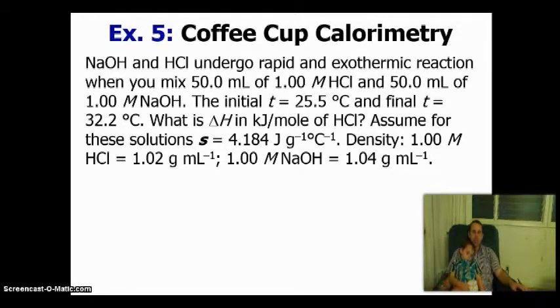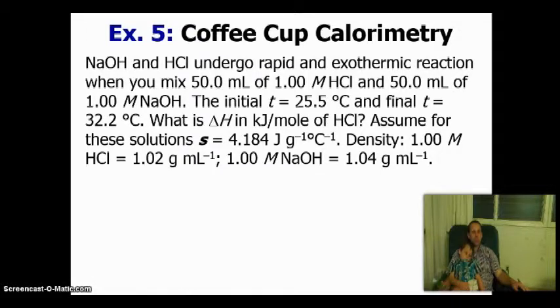We have sodium hydroxide and hydrochloric acid, and we mix them together. When you mix 50 milliliters of the 1 molar hydrochloric acid and 50 milliliters of the 1 molar sodium hydroxide at initially 25.5 degrees Celsius, the final temperature goes up to 32.2 degrees Celsius. So what is the change in heat energy, delta H, in kilojoules per mole of HCl?